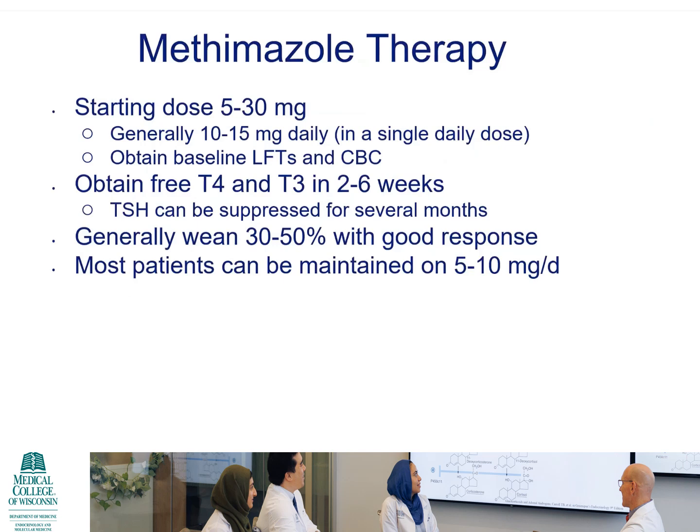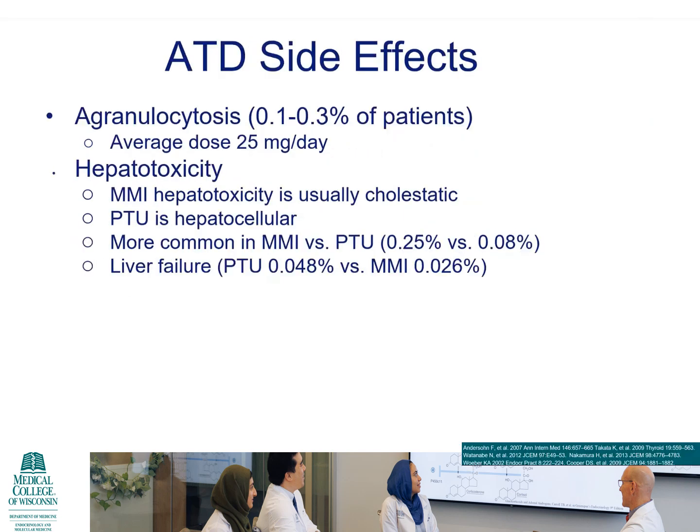If those levels go down, then we can often wean the dose of methimazole 30 to 50%. So we generally start with a little bit higher dose, say 15 milligrams. If we see that the free T4 and T3 have gone down by 50%, we can wean off and probably go to 10 milligrams a day, recheck again after another month, and then continue to wean. And most patients can be maintained on a maintenance dose of 5 to 10 milligrams daily, sometimes even less.